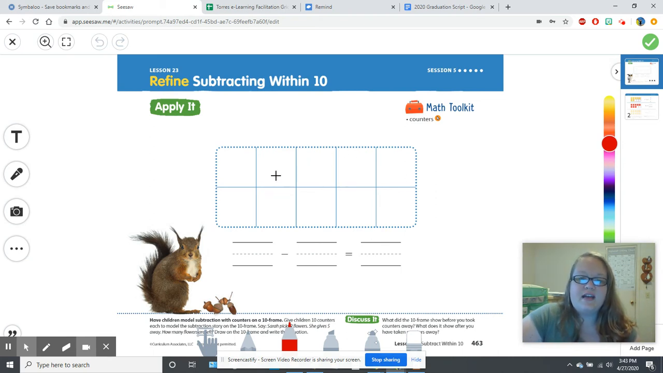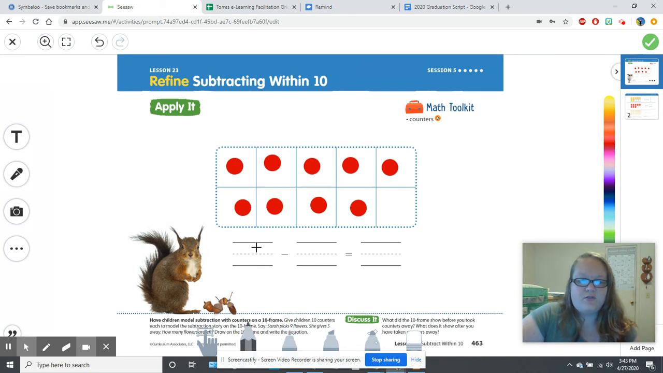Sarah picked 9 flowers. So let's put 9 dots in our tens frame. I know there will be 9 without counting because I know that 10 minus 1, I'm going to leave empty, equals 9. I'm also going to write that 9 on the line here.